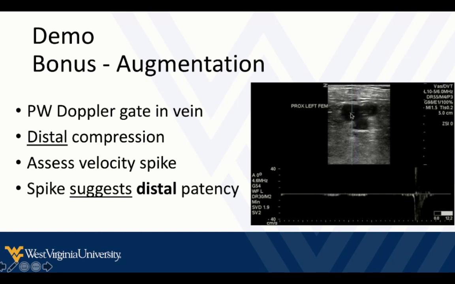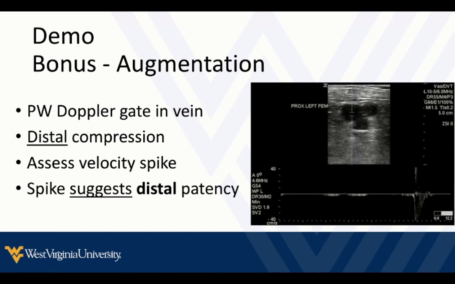We just place our pulse wave Doppler gate in here, and we should see pretty low velocity, kind of flowing waveform. And if we give a squeeze to the leg distally and try to squeeze where the vein is, we should see a spike in velocity as the blood squirts up that vein. And if we see a nice spike, then that suggests the distal part of that vein is patent.